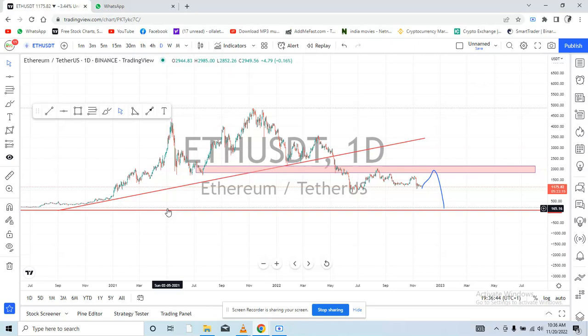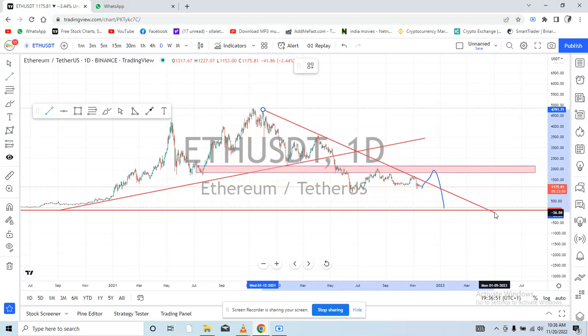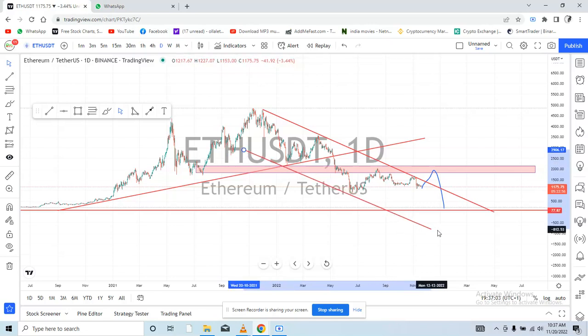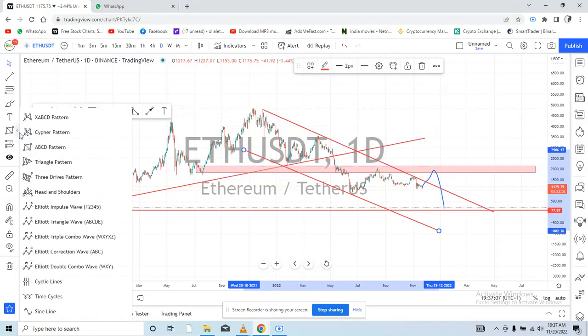I don't know about other people's bias, but as for me, I still have some information to show you here. It is coming, it can even come below that level itself, and this is my own view now.